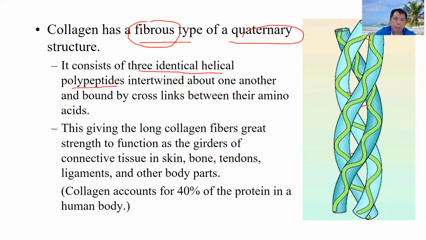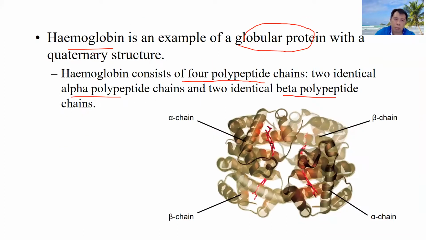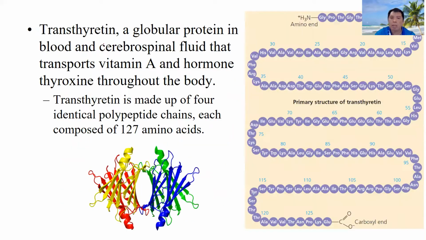between their amino acids. This gives the long collagen fibers great strength, to function as the girders for connective tissue in the skin, bone, tendons, ligaments, and other body parts. Especially with tendons and ligaments, they hold the muscle to the bone and bone to bone, so they must be very strong. Therefore collagen is a fibrous protein. So you must be able to differentiate collagen from hemoglobin or antibody. But normally we focus on hemoglobin and collagen.